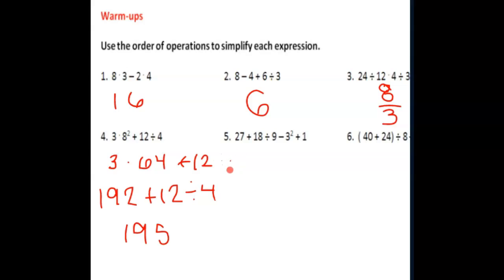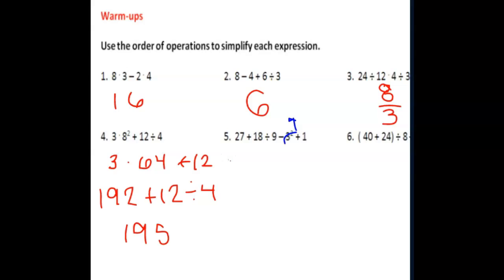Okay, and then in number 5, we have 27 plus 18 divided by 9 minus 3 squared plus 1. So we do 3 squared to start. So that's 9. And just to save space.